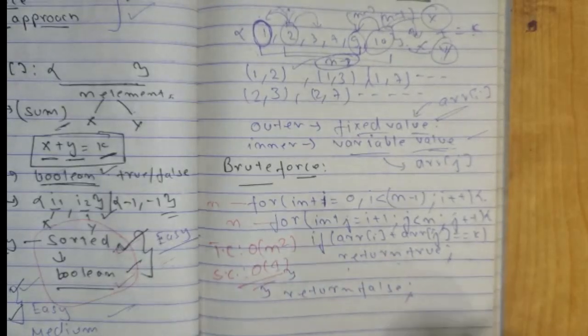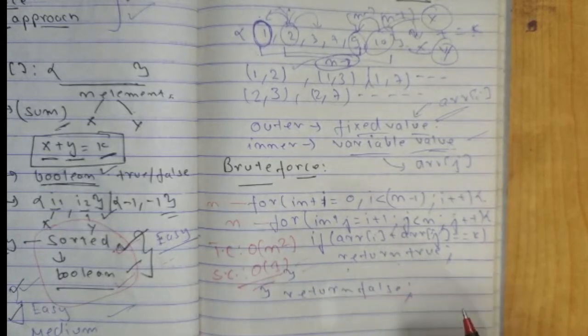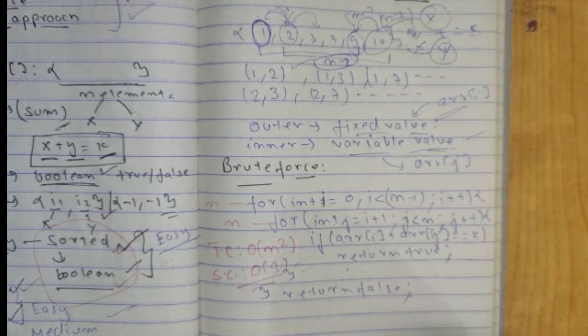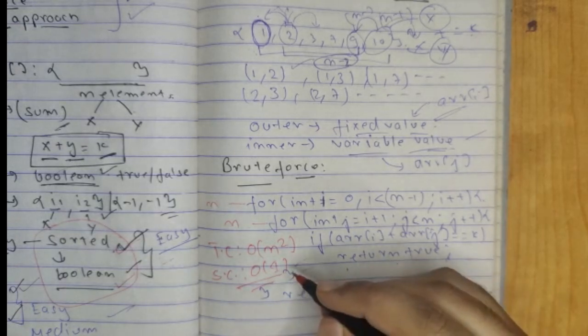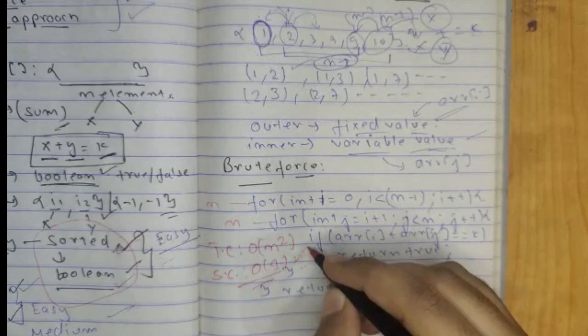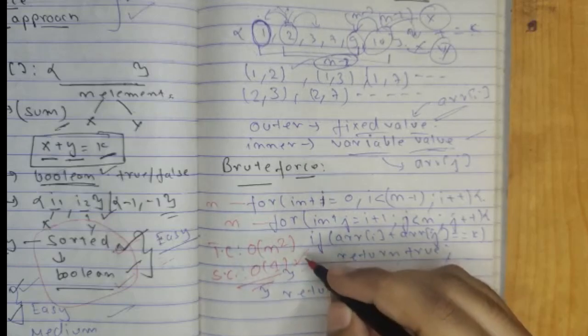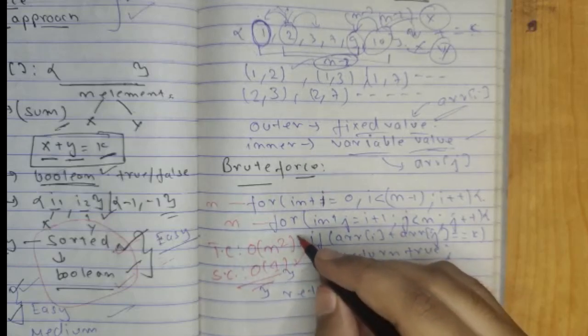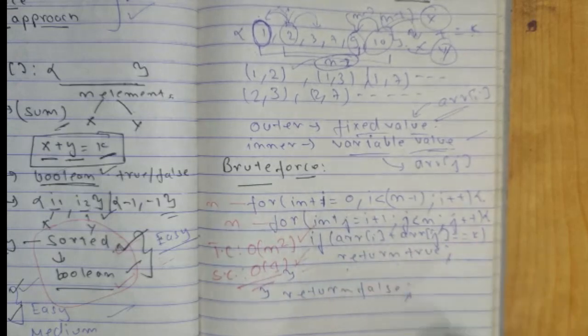So this is our brute force method. So can we improve this solution? Yes, we can improve this solution. As we can see, our space complexity is already the best, order of 1. So we will focus on the time complexity. So let's discuss its optimal approach.